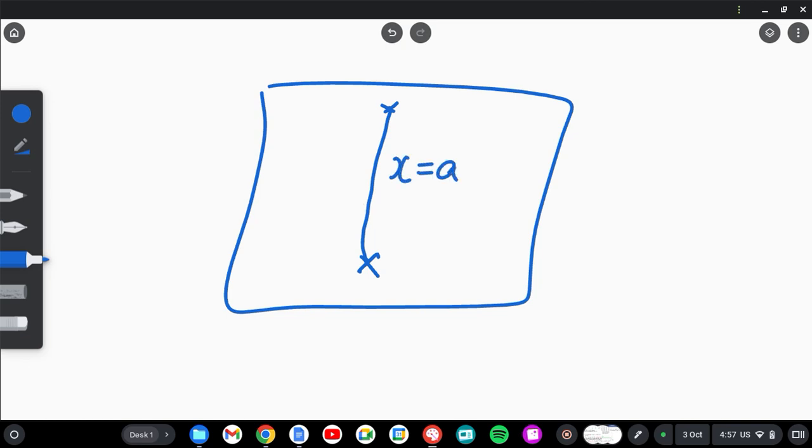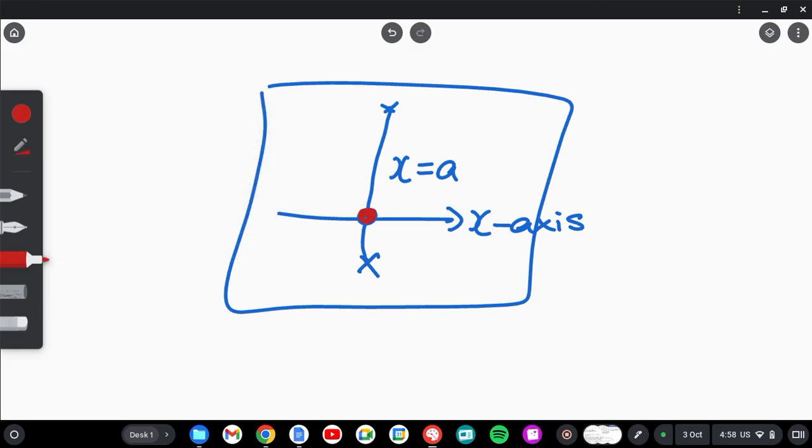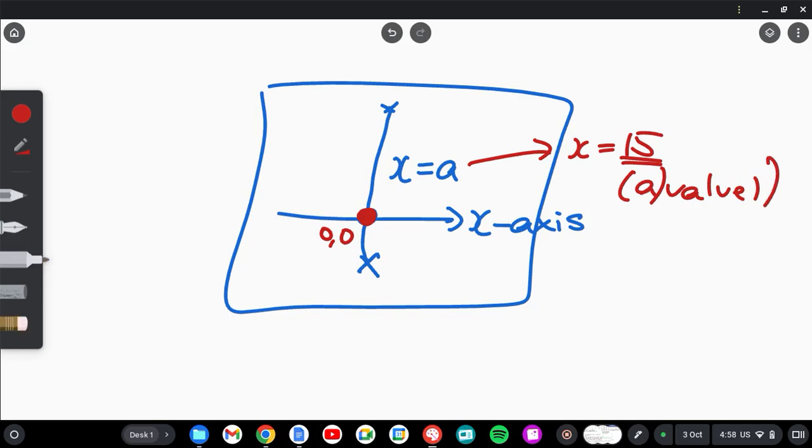x equals a. Why? Because it cuts on the x-axis. So this is the x-axis, and you can see that there's a cut because of the intersection point. Usually this is 0, 0 because this is our origin. But anyway, for example the a is x equals 15. Okay, 15 is the a value, or you can say the value of a. Understand so far?